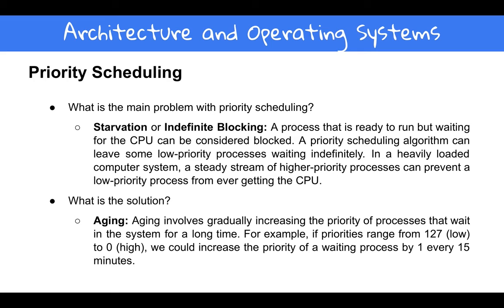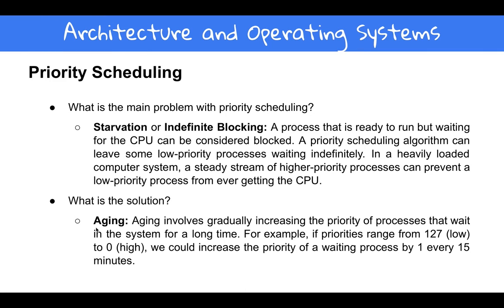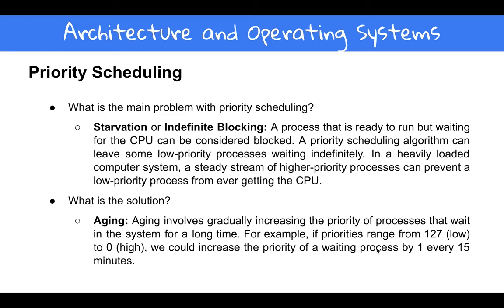How can we solve this problem? We solve this problem by the aging approach. What is the aging approach? Aging involves gradually increasing the priority of a process that waits in the system for a long time. For example, if priorities range from 0 very high to 7 low, we can increase the priority of a waiting process by 1 every 15 minutes. What does it mean? You have a low priority queue. Every 15 minutes, you increase their priority by 1. So they don't stay in the ready queue forever, because gradually we are increasing their priority and bringing them up to the place where they can get CPU time and be executed.